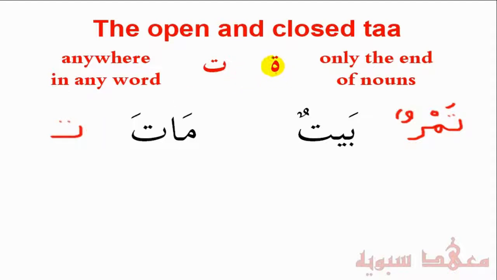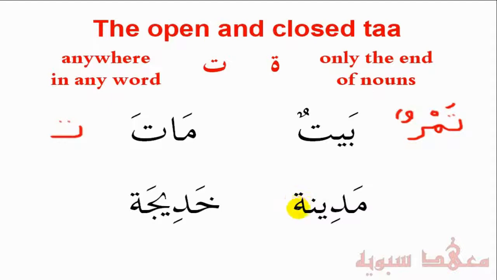Now with the ta marbota, the closed ta, we have the following words. So you notice here the ta marbota at the end of the word. And notice one thing about the ta marbota. The way it's written is exactly the same as a ha. So if you remember, the ha can be written in two ways. At the end, if for example it doesn't join to the second last letter, it will be written on its own like this. Or if it's connected to the second last letter, it's written like this. Now the difference between the ha and the ta marbota is just the two dots at the top. So they're both ta marbotas now.